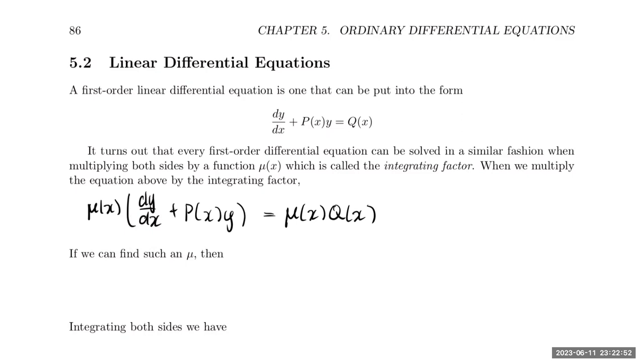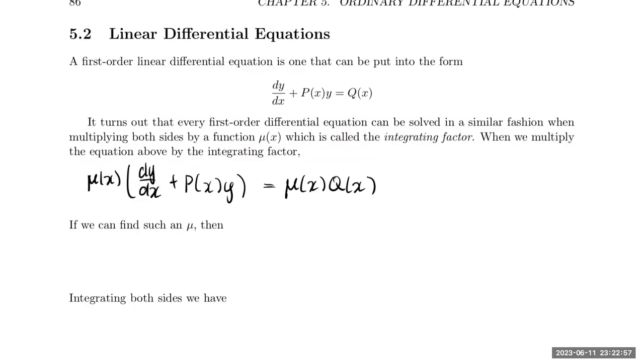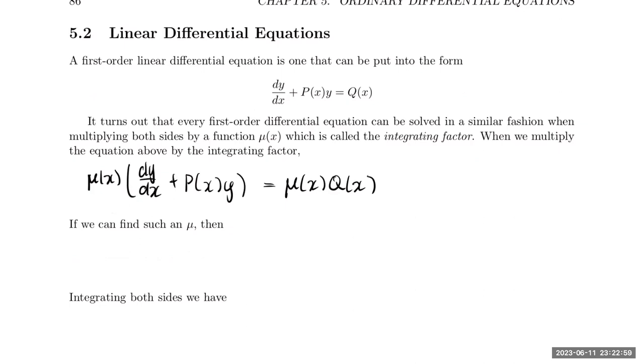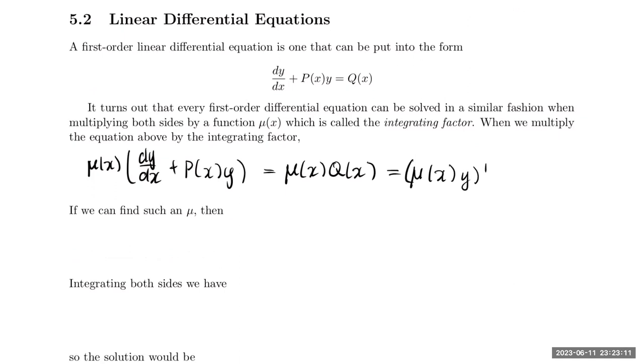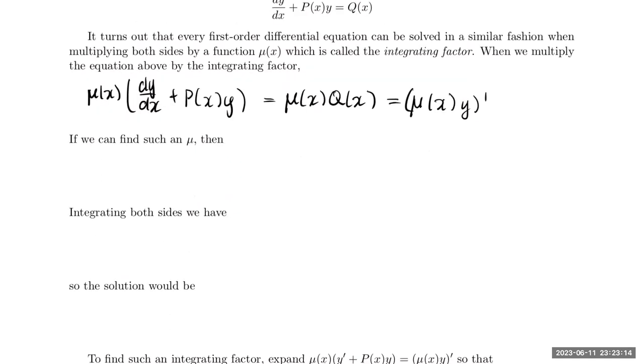So if we can find a mu such that this equation here will be able to satisfy this equation here, then it should be the case that mu of x times y prime is equal to mu of x times q of x. So that's what we want to try and find here.